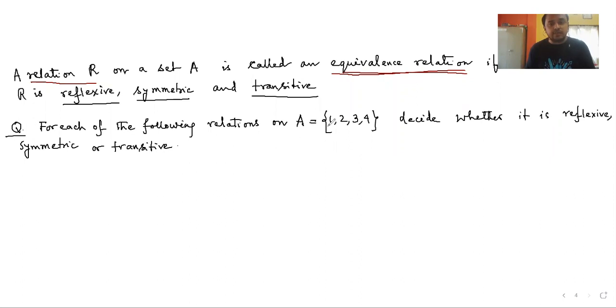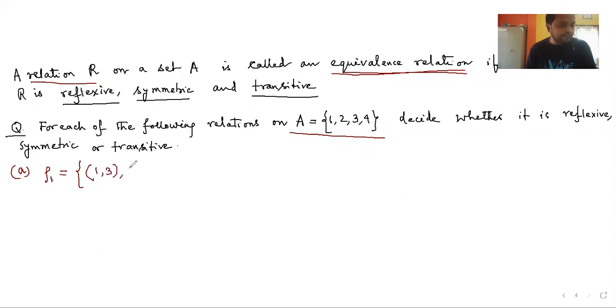Before you check whether a particular relation is an equivalence relation or not, first of all, you have to be very careful about which particular set the relation has been defined on. Suppose in the question I'm not mentioning this set, and I'm saying that a relation is defined on something. Then this question is incomplete. I have to know on which particular set the relation is defined. Then only we can check whether the relations are equivalence relations or not. So first of all, we can consider this relation as it is given over here.